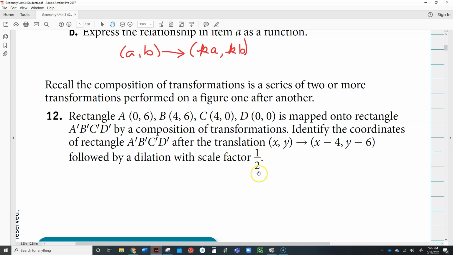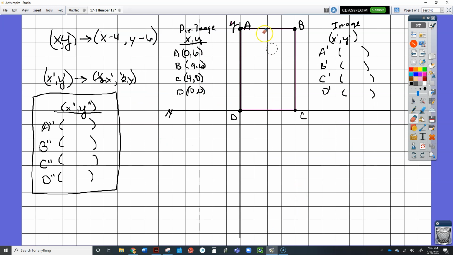Now we see the scale factor is 1/2, so we know that the dilation is going to cause a reduction in size. So I'm going to go here. I have all of this laid out. I went ahead and wrote down the transformation that they asked us to do. So this is what we have to do first. We have to do this transformation, x minus 4 and y minus 6. There's two ways to handle that. I'm going to do it this way this time.